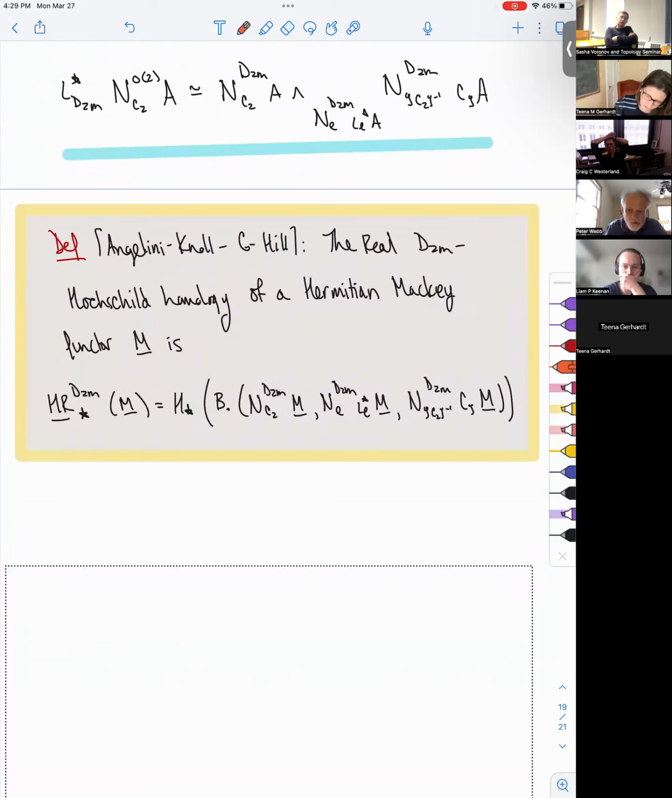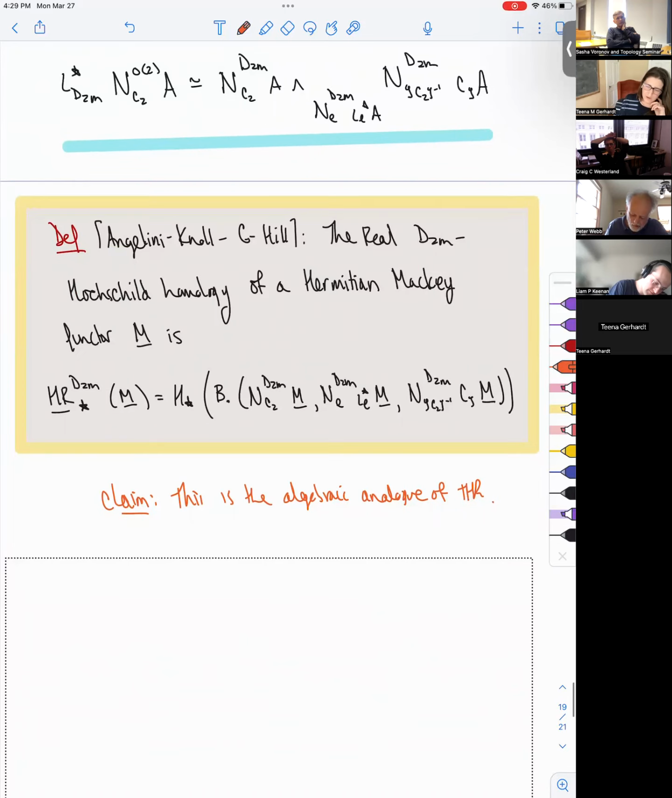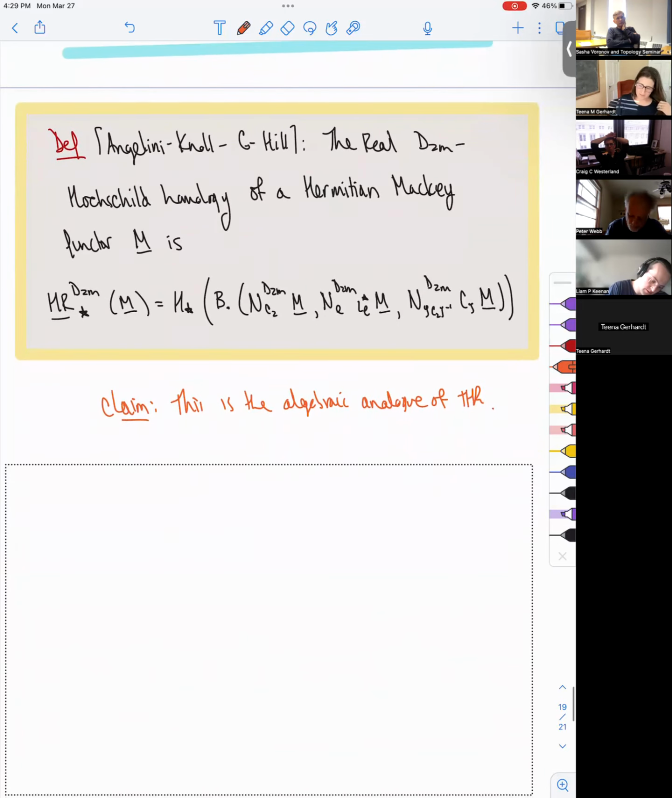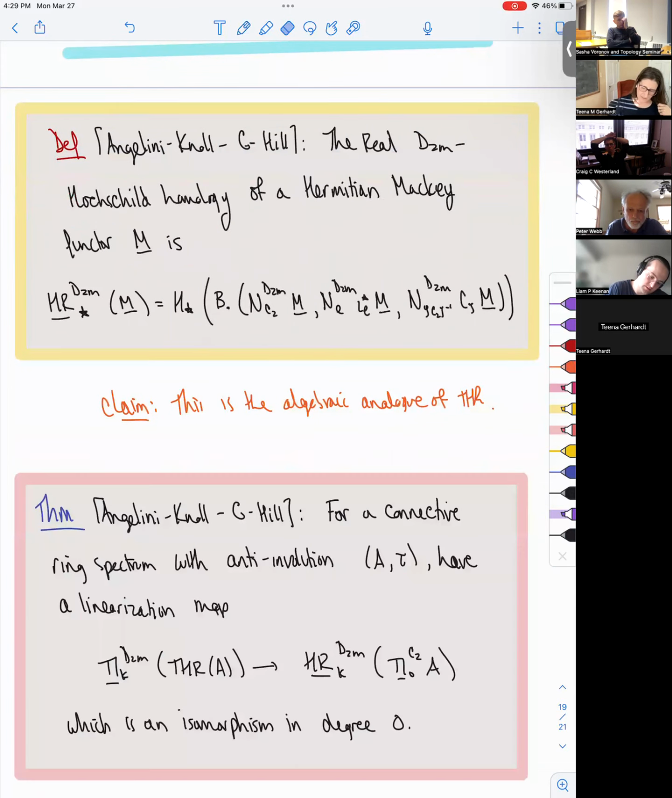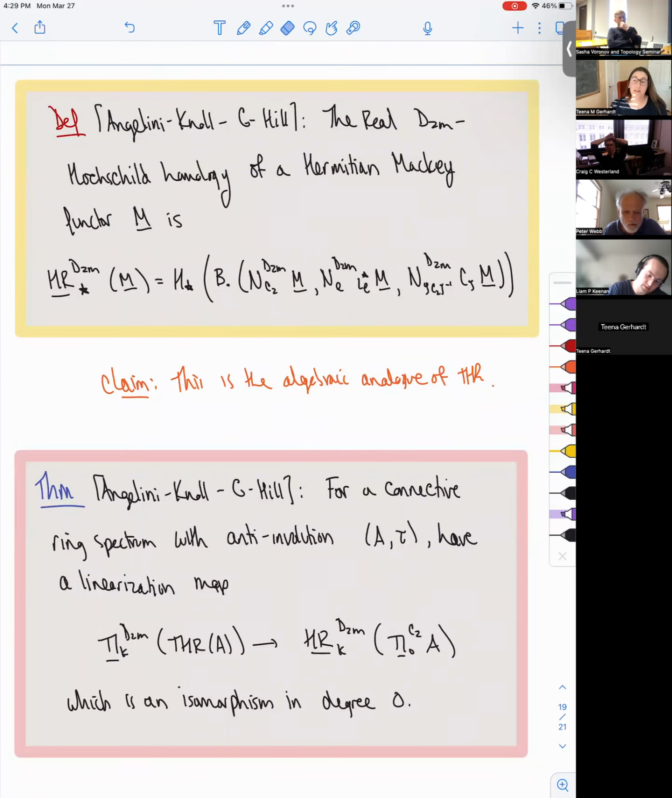And our claim is that this is the algebraic analog of THR. This is that missing algebraic analog. And if I want you to believe that, I should justify it. So let me give you a justification. Here's one. It's related to THR via a linearization map. So I have a linearization map that relates real topological Hochschild homology to real Hochschild homology. And linearization is an isomorphism in degree 0. So that was one of my desired properties from an algebraic analog.